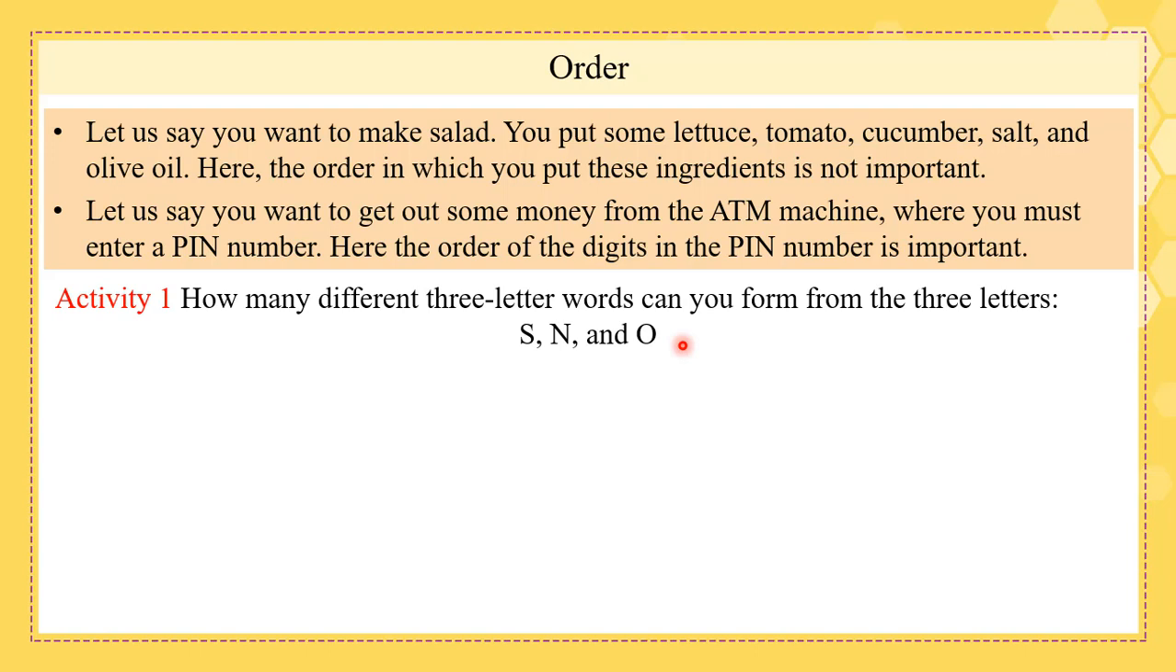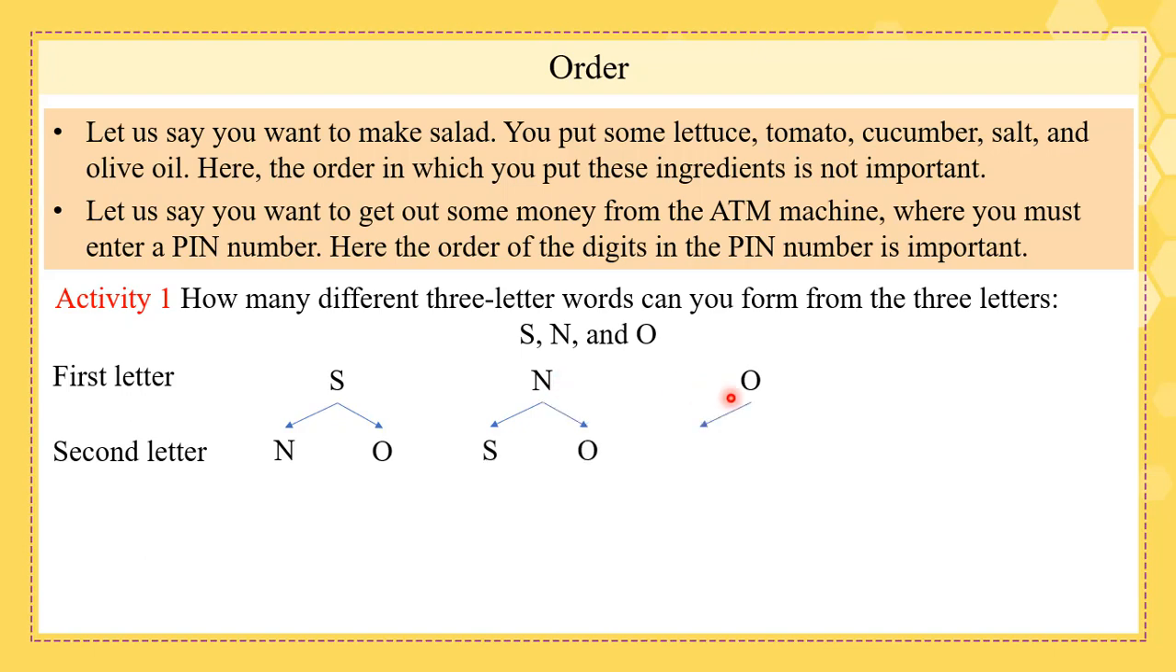It doesn't matter. Well, the first letter could be either S or N or O. Now, if the first letter is S, the second letter could be either N or O. And if the first letter is N, the second letter could be either S or O. And if the first letter is O, the second letter could be either S or N.